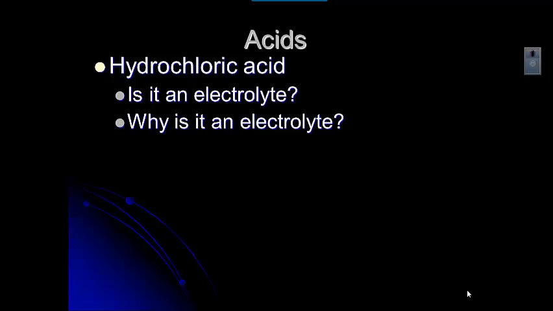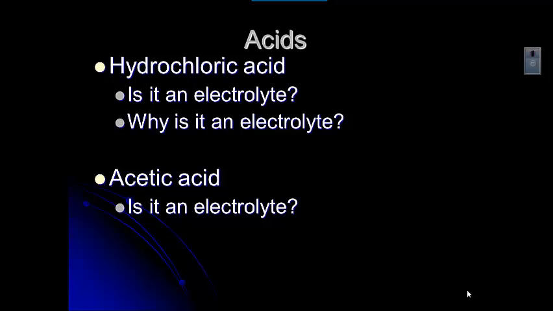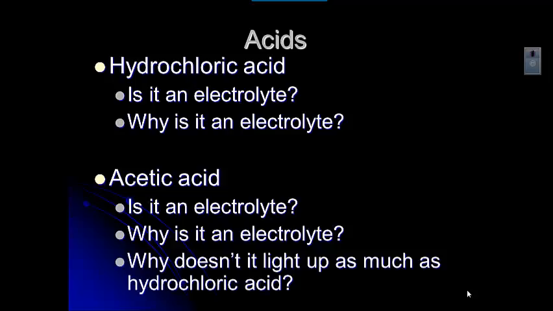because of its formula. So let's think about acetic acid. Is that an electrolyte? When I put it on the light bulb, it will light the light bulb, but not nearly as much as the hydrochloric acid. And so it is an electrolyte because it makes ions in solution. All acids do that. But it doesn't light up as much as the hydrochloric acid. And that's kind of like what we saw when we did the aspirin in the types of bonding lab, that it was a very weak electrolyte.